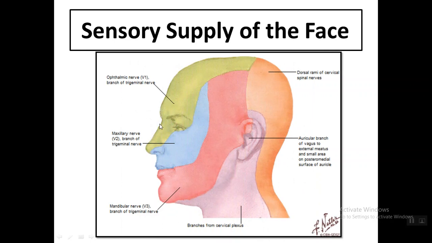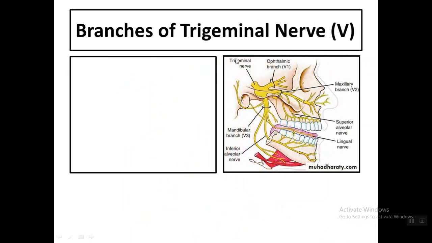This is a colored diagram showing the areas supplied by the branches of the trigeminal nerve. The area in green is for the ophthalmic nerve, which is V1. This in blue is the area supplied by the maxillary nerve, which is V2. And the area in red is supplied by the mandibular nerve, which is V3, the third branch of the trigeminal nerve. These are the branches of the trigeminal nerve.